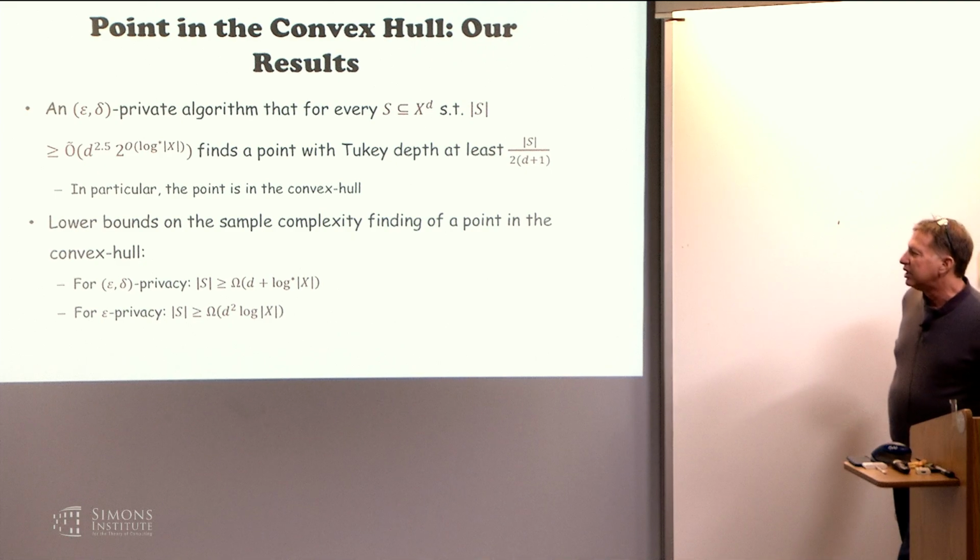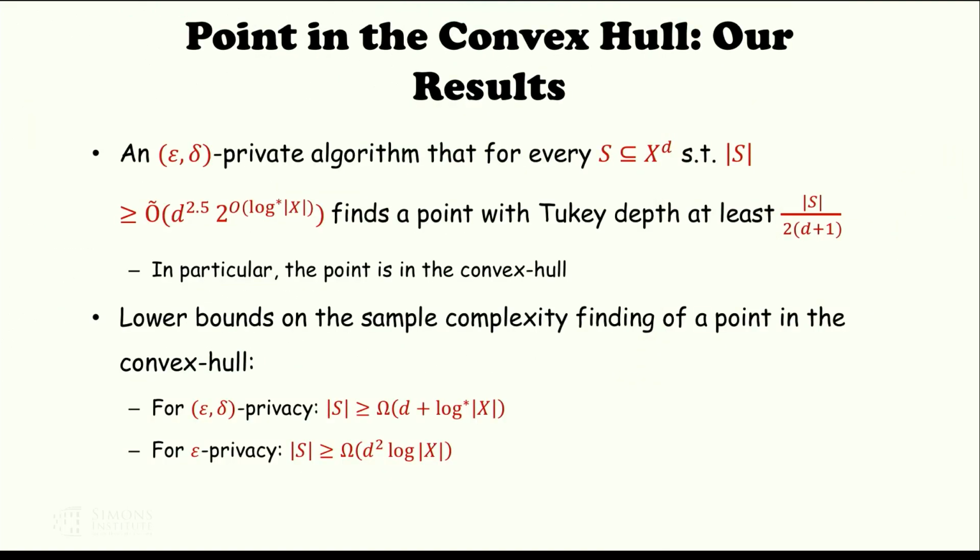And we prove lower bounds. For every epsilon-delta private algorithm for finding a point in the convex hull, the size of S has to be omega of D plus log star of X. The D is new, and the log star follows from the lower bound for the threshold, for the interior point. And if we want epsilon differential privacy, the lower bound is bigger, D squared log X.